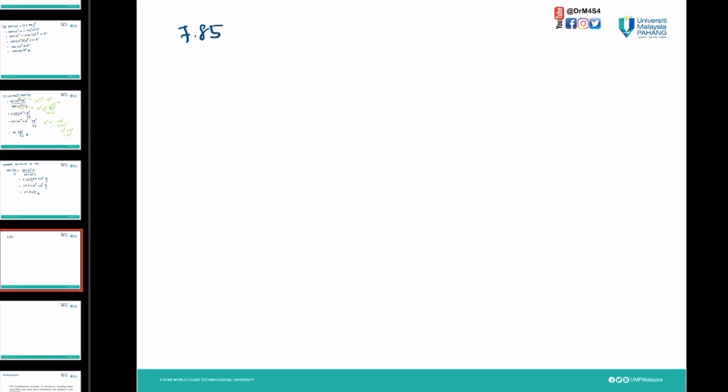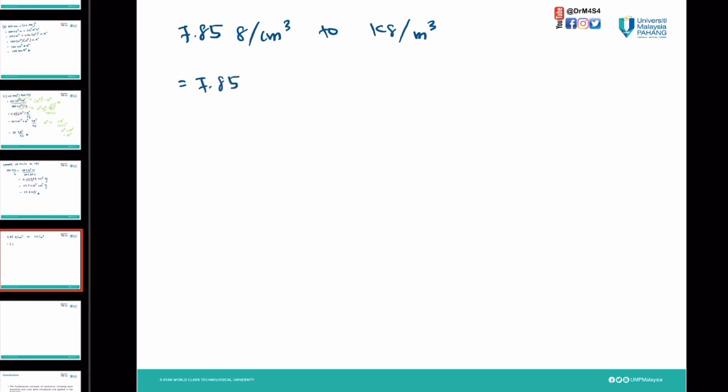7.85 gram per centimeter cube. That means we convert to the appropriate prefix and appropriate SI unit. So that's mass, gram to kilogram, and centimeter cube into meter cube. Let's do it.